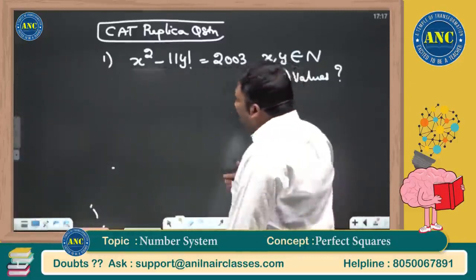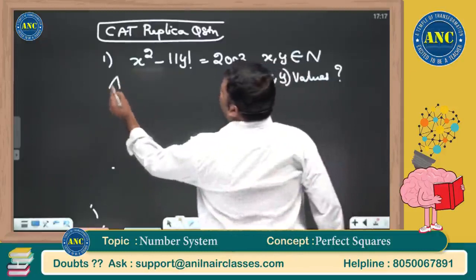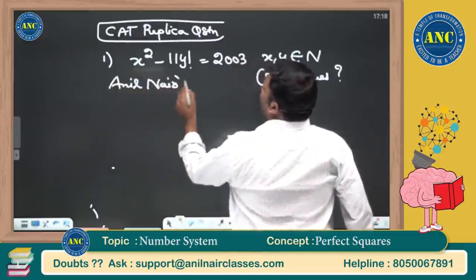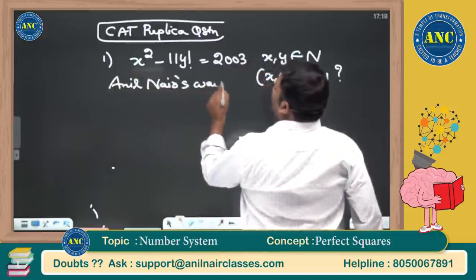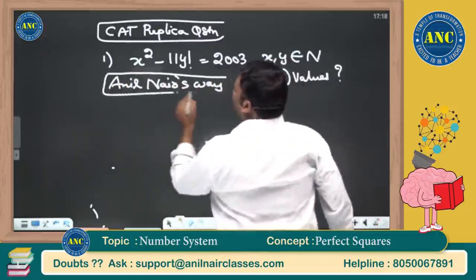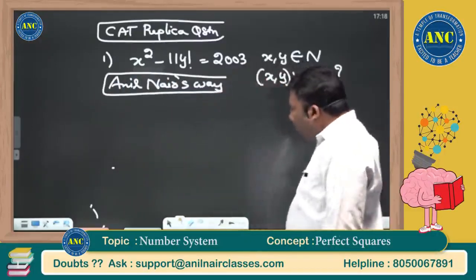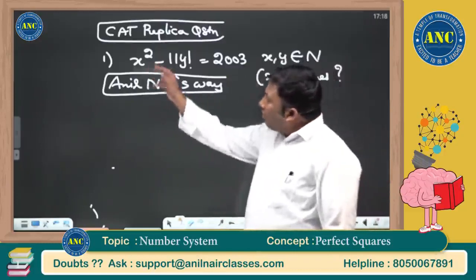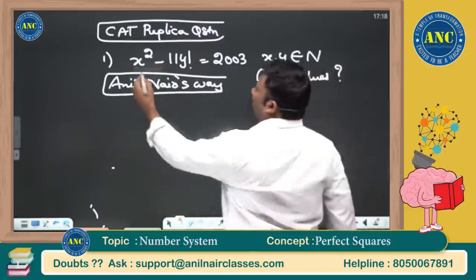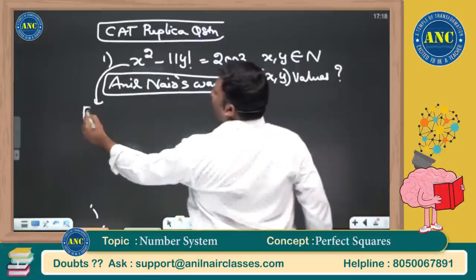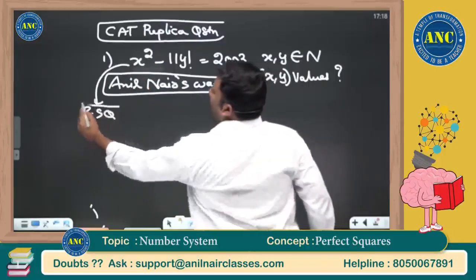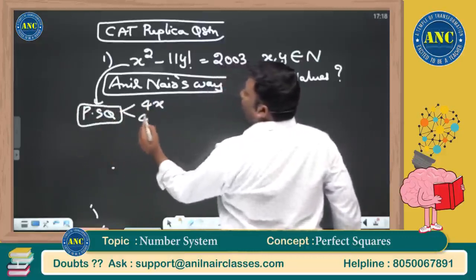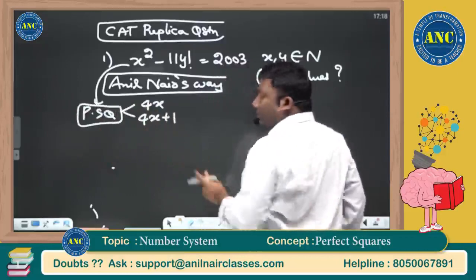Now see here, because you have listened to my class, let me solve it in my way, Anil Nair's way of solving this question. Every time I solve a question, what is important to me is the root cause of the problem. x square is a perfect square. A perfect square will always be of the form either 4 into something or 4 into something plus 1.